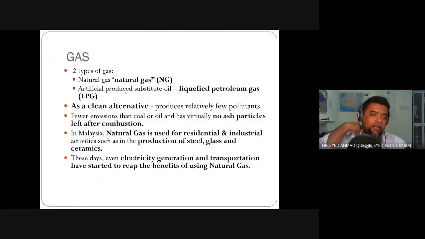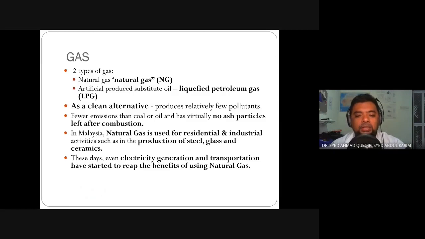So from there, we can identify that there are two types of gases here. First of all is the natural gas. And then the second one is the liquefied petroleum gas or the LPG. Both are clean alternatives, with very few pollutants, fewer emissions, no ash particles.